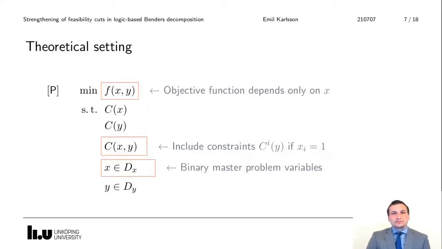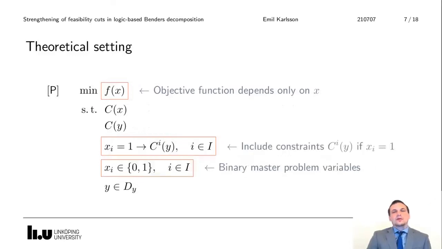So if we go back to the framework, we assume some pieces about problem structure, which is the boxes here. But we can choose to rewrite this to make it a little more straightforward. The first rewrite is to change the objective function to only depend on the master problem variables. The second one is to include the constraints C_i(y) if a master problem variable x_i is assigned to 1. This is shown by the implication here, where I also denotes the set of master problem variables. And the third part is that we have the binary master problem variables.